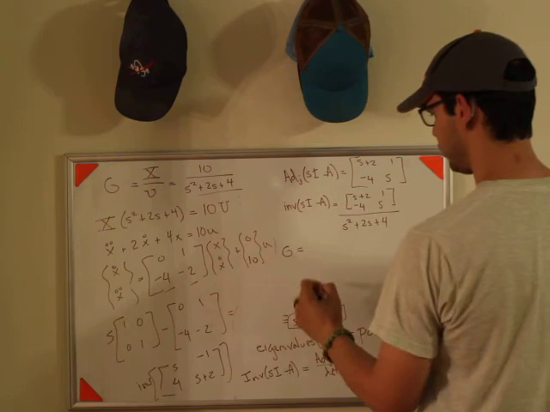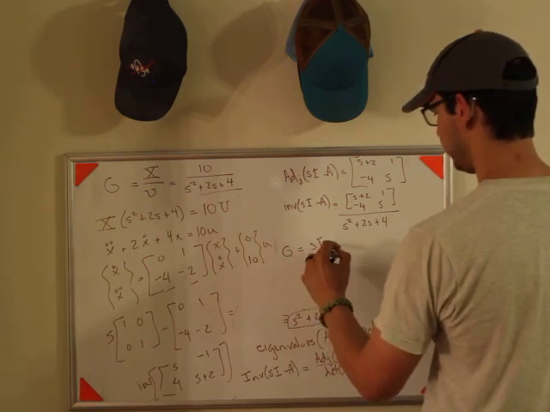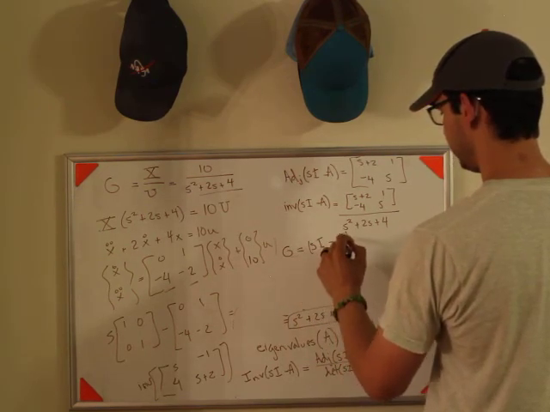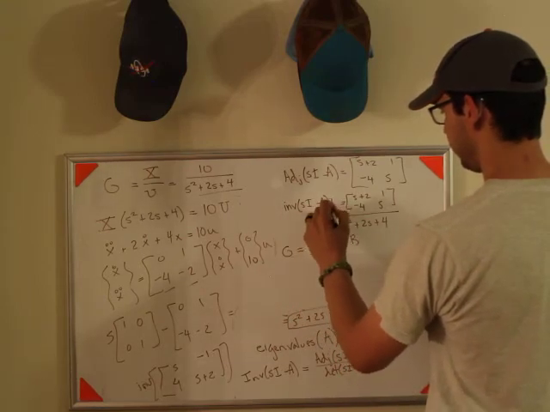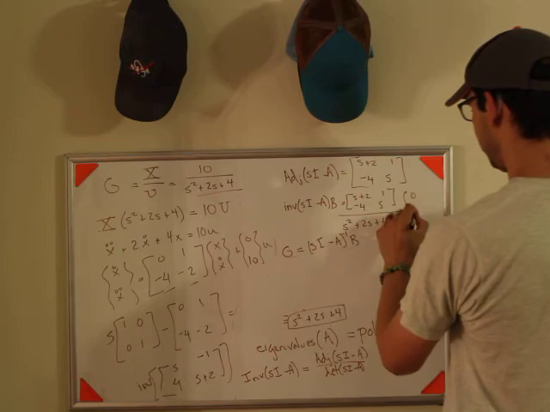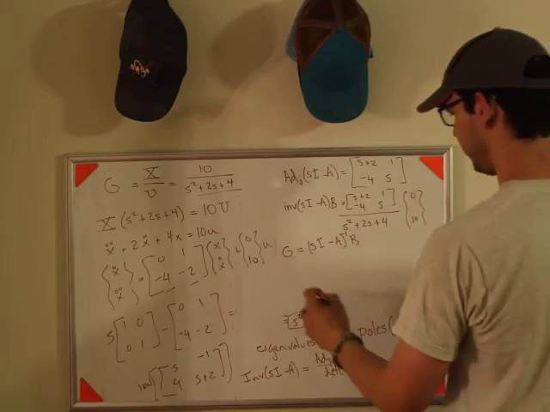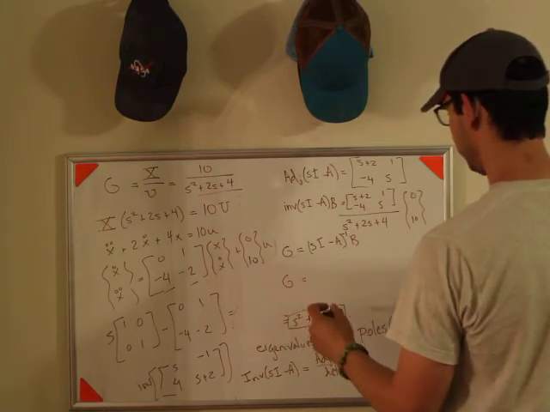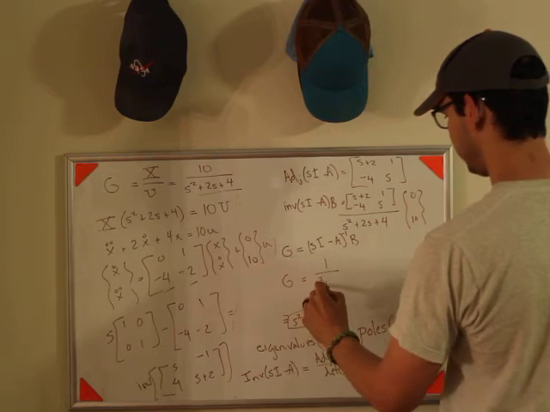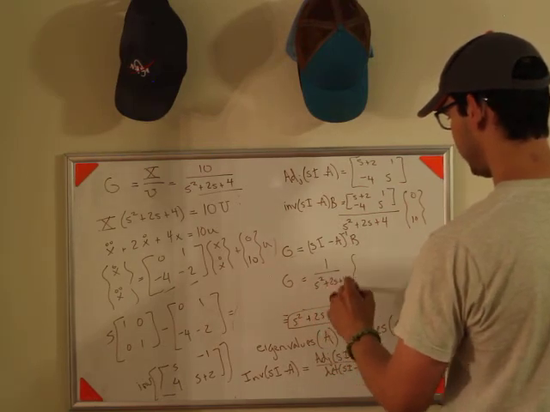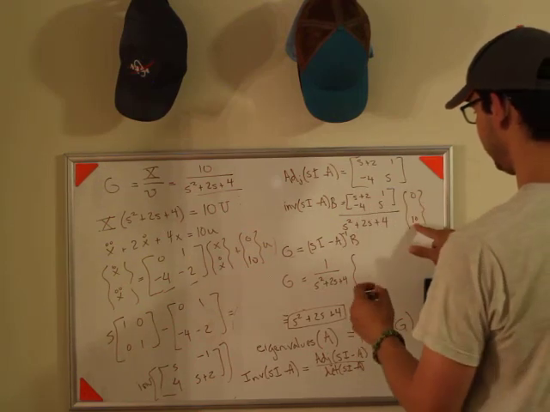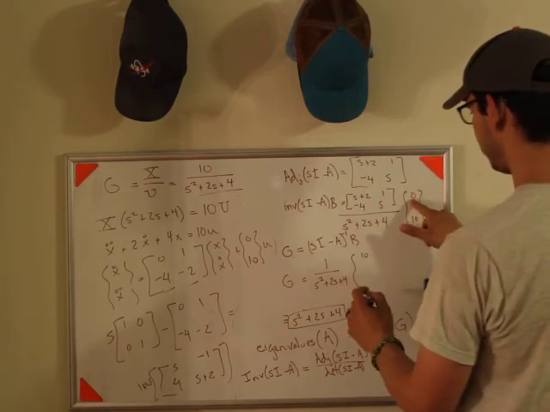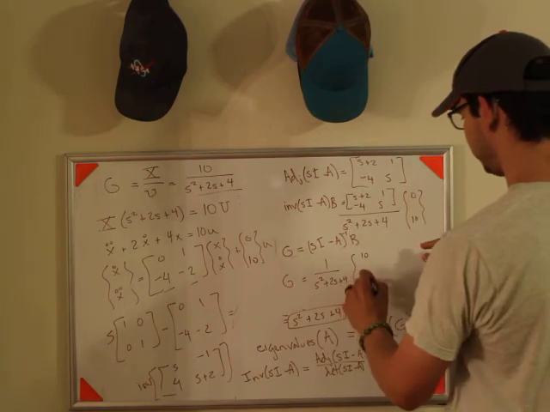The transfer function G is Si minus A inverse times B. So if I put a B here and a 0, 10 here, and I multiply this out, G is going to be 1 over s squared plus 2s plus 4 times, you're going to get s plus 2 times 0 plus 10, and then you're going to get negative 4 times 0 plus 10s.